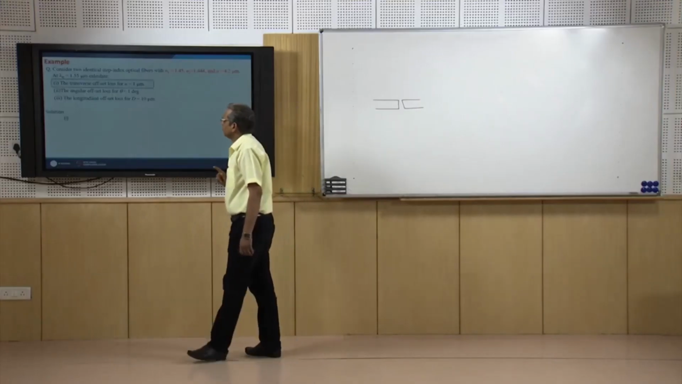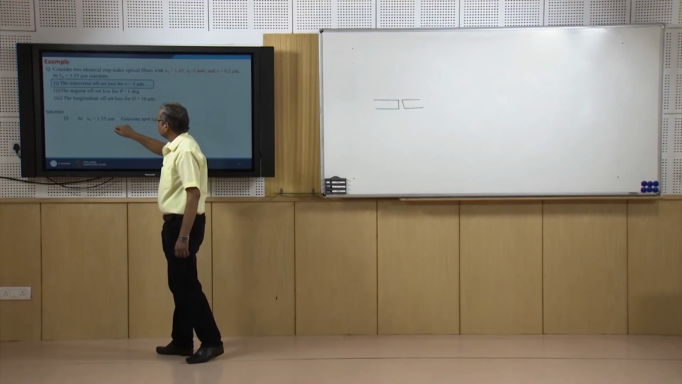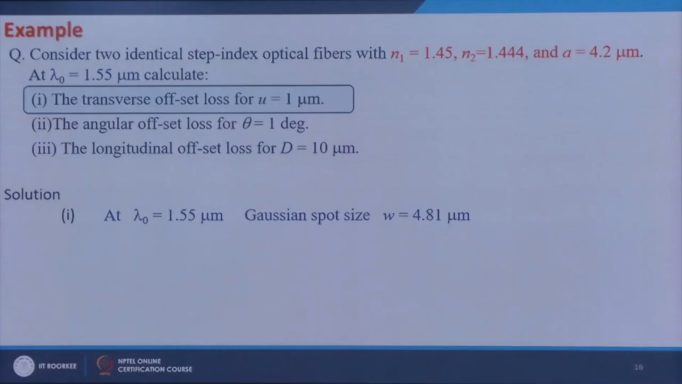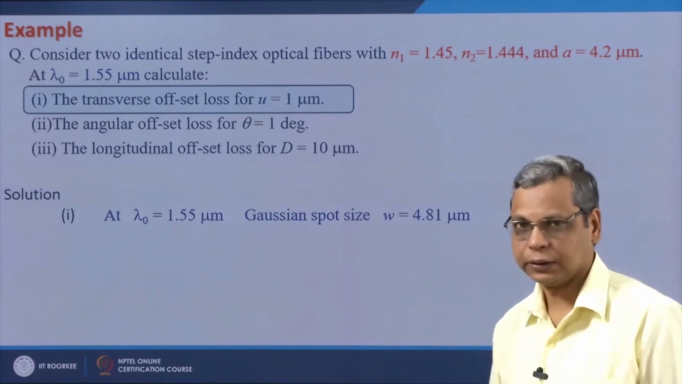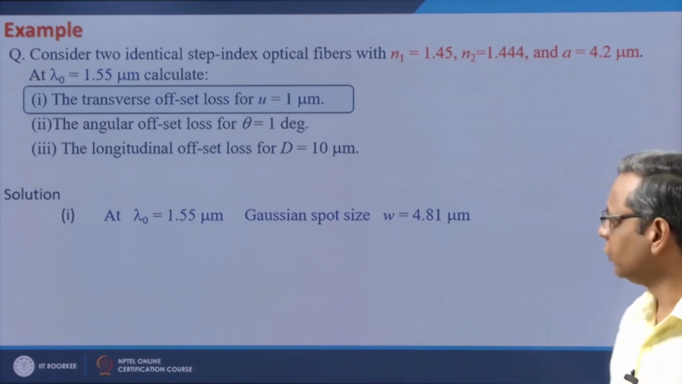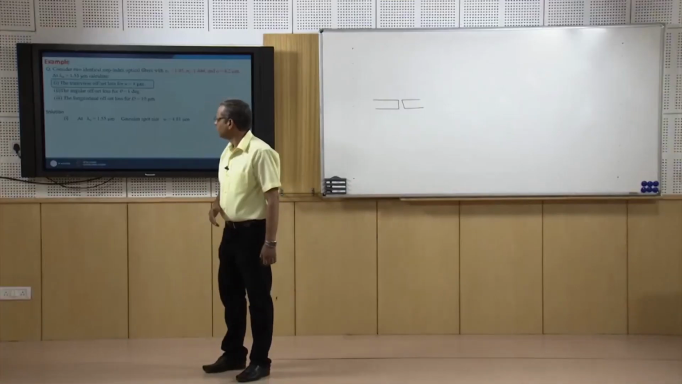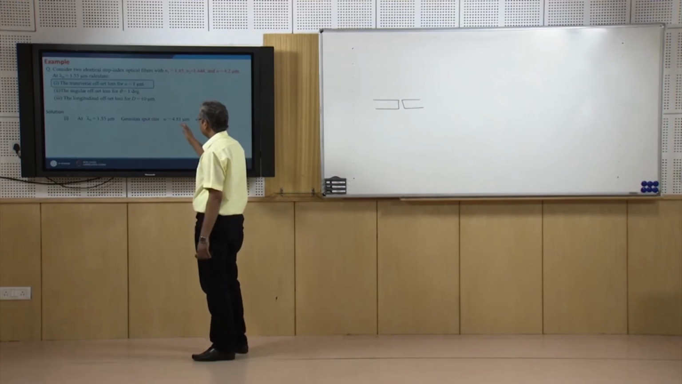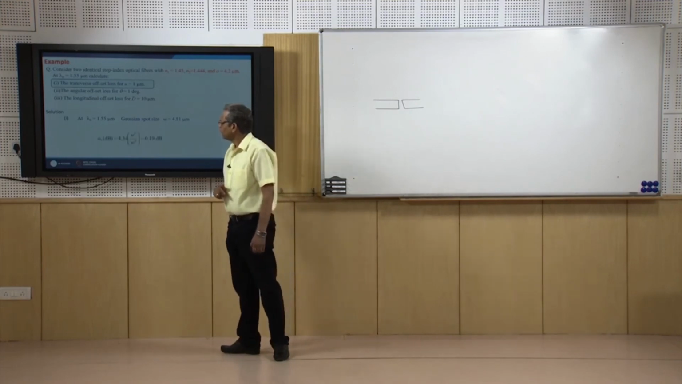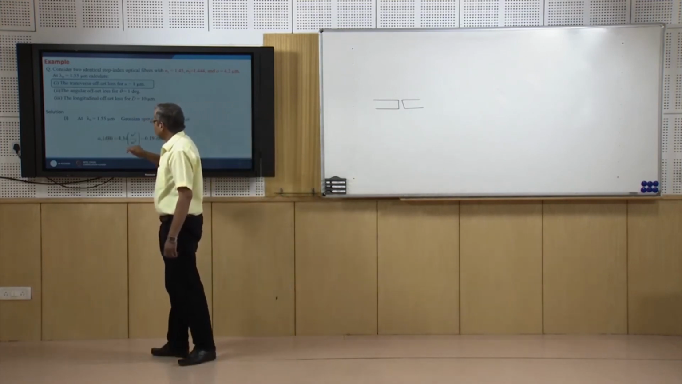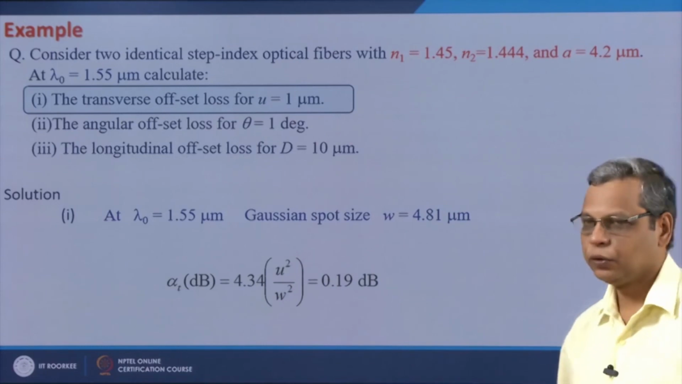First, the transverse offset loss for U equal to 1 micrometer. At lambda naught equal to 1.55 micrometer, if I calculate the Gaussian spot size, it comes out to be 4.81 micrometer. The easiest way to find this out is to first find the value of V, and then using the empirical relation you can find the value of W for the Gaussian spot size. Now, you can calculate the transverse offset loss by the formula alpha equal to 4.34 U square over W square, and it comes out to be 0.19 dB.